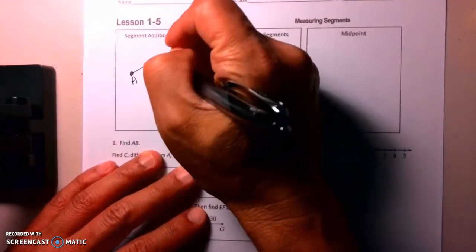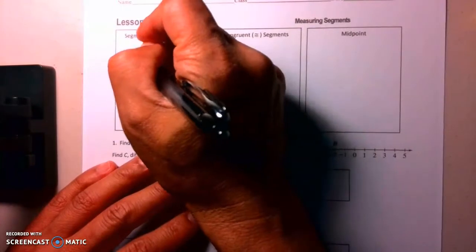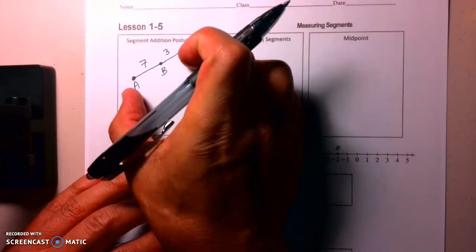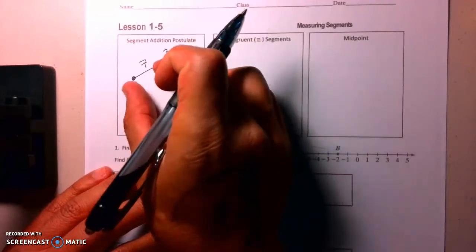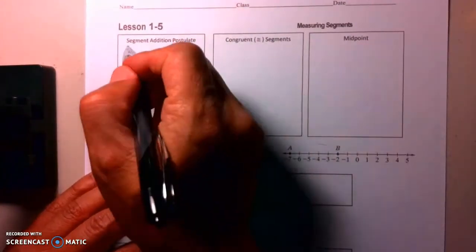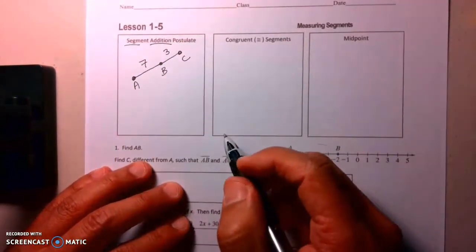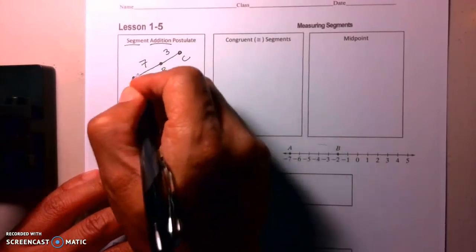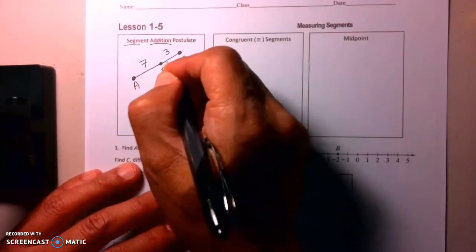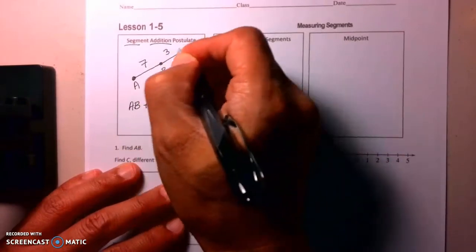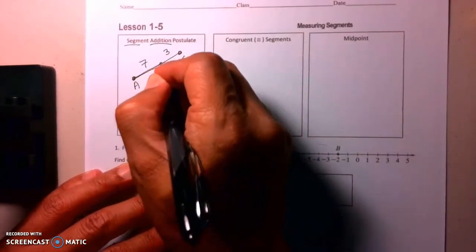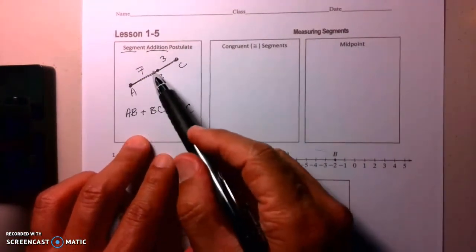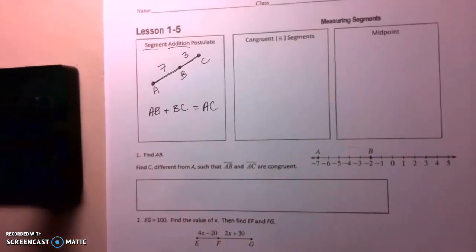I'll put A, I'll put B, I'll put C here. Maybe this is 7 inches, maybe this is 3 inches. If I asked you how far it is from A to C here, you would probably just go, oh, it's 7 plus 3, 10. Well, that is segment addition. You just added 2 segments. In this picture, it's basically AB, this segment here with the 7, plus BC, which is 3, would equal all the way across AC. And that's essentially what segment addition is. You can just add segments together to make the longer length.